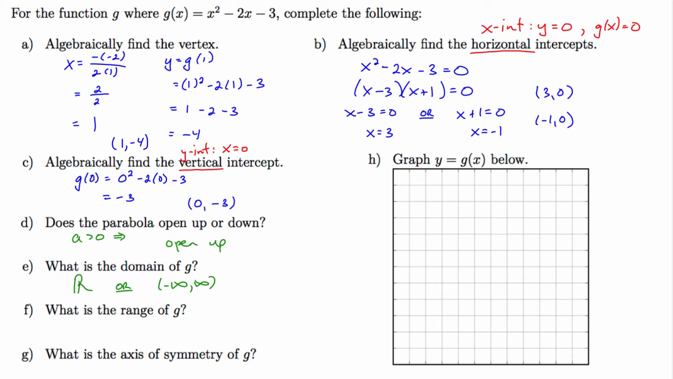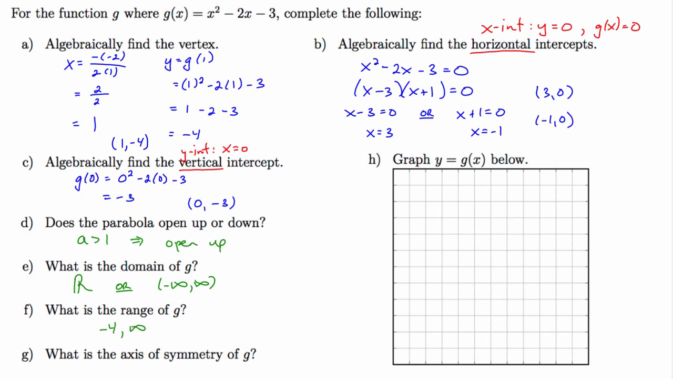The range of g is all the y values that will be used by this graph, or by this function. Since we know the vertex has a y value of negative 4, and the parabola opens up from that point, we know that negative 4 will be the least y value used by this function. So the range will never get less than negative 4, but we also know because it opens up and it doesn't ever stop moving upward, the range will never top out. So we will describe the range as negative 4 to infinity.